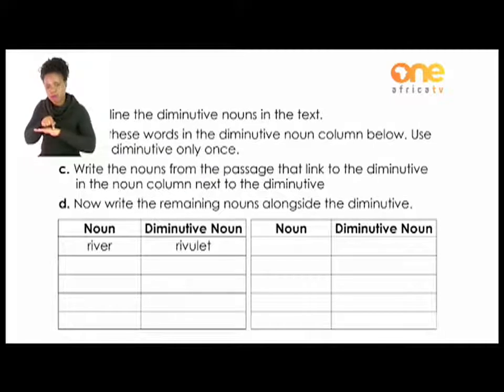And then B says, write these words in the diminutive noun column below. Use each diminutive only once. Right, so I would like you to do that exercise.